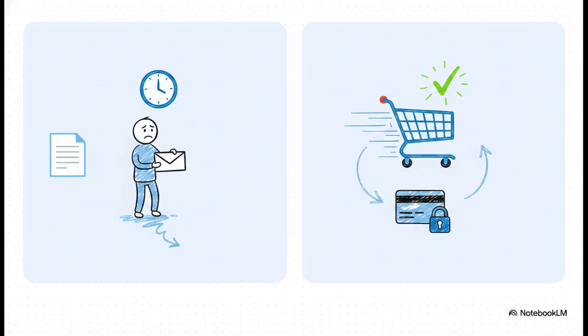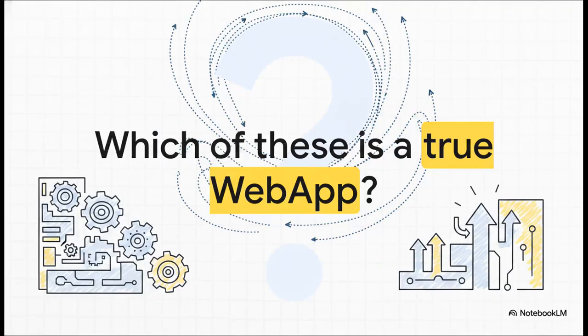It's fully automated. You're getting real-time stock status, automated checkout, and direct, secure online payments perfectly integrated right into the interface. So ask yourself, which of these is a true web app? And honestly, more importantly, what exact functional blueprint makes all of that dynamic automation in scenario B actually possible?